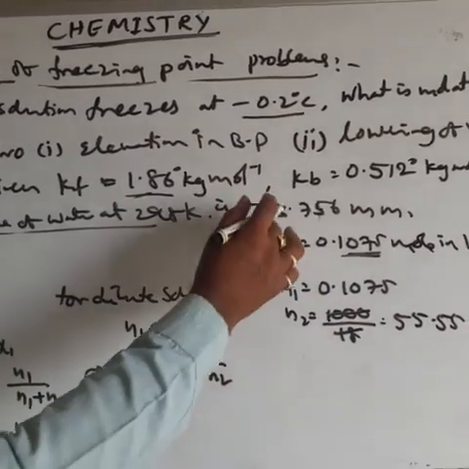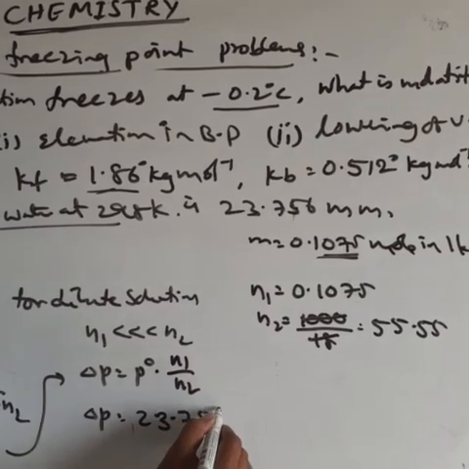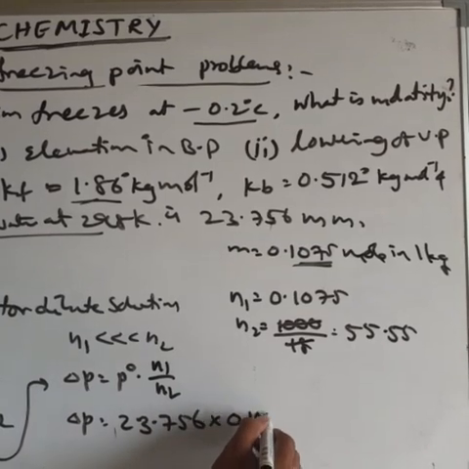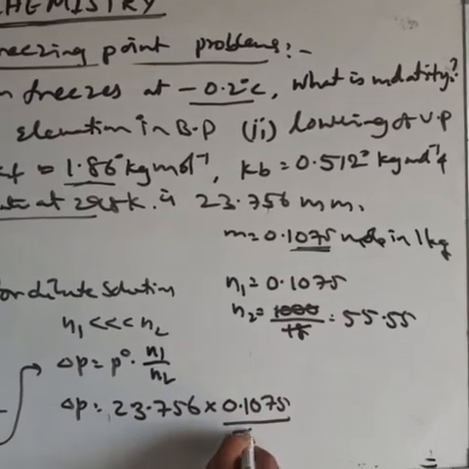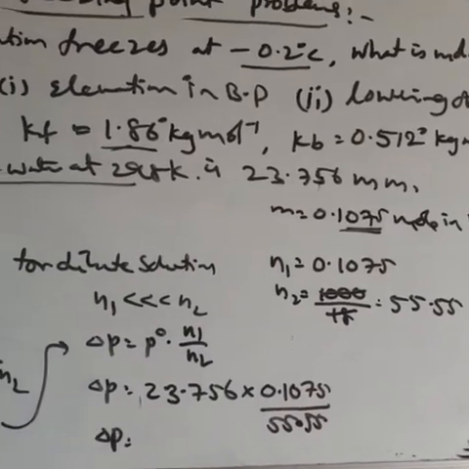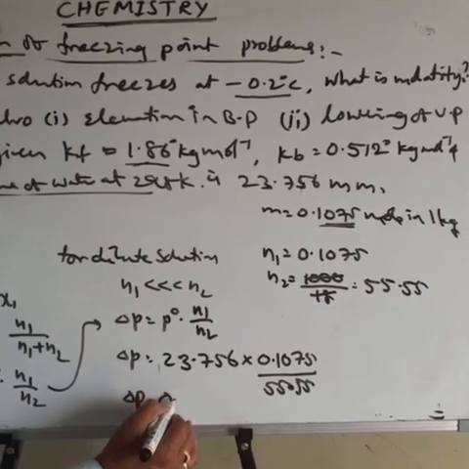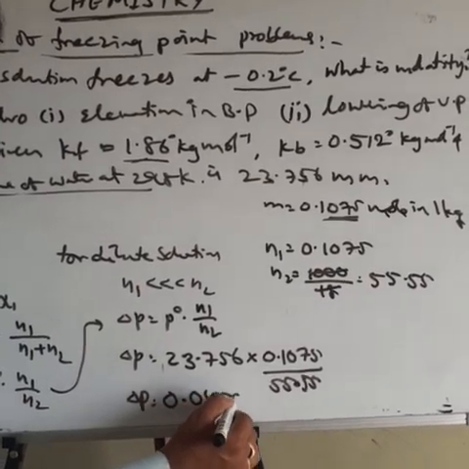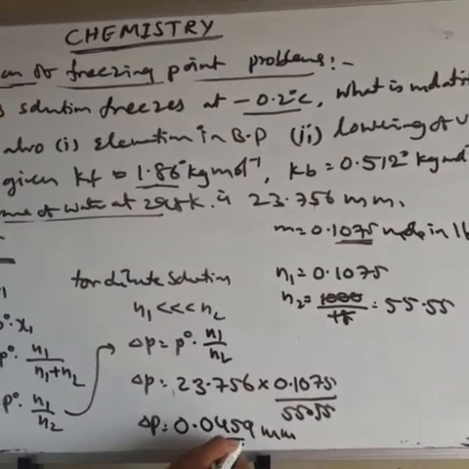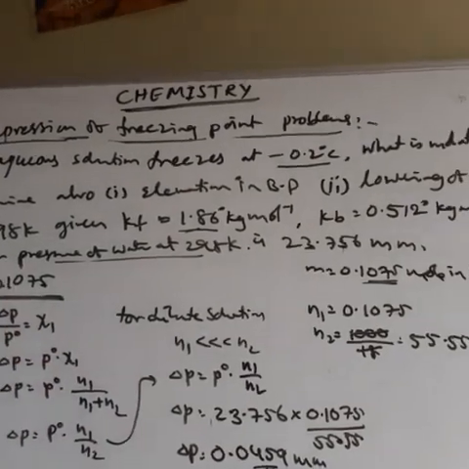Therefore, the P naught value we know already, 23.756, into N1 value 0.1075 divided by 55.55. When we calculate this value, we get 0.0459 mm of mercury. That is the lowering of vapor pressure. So this is about the fourth one.